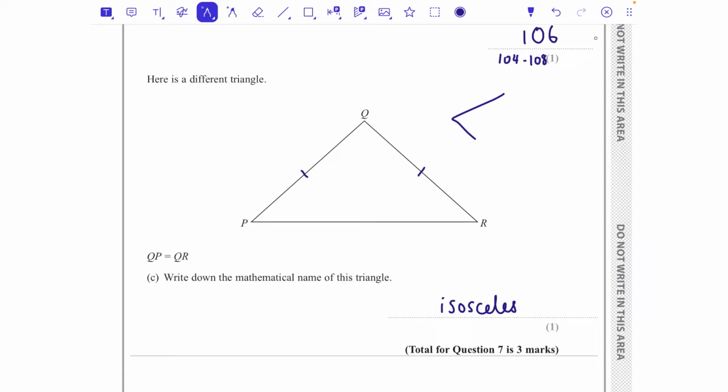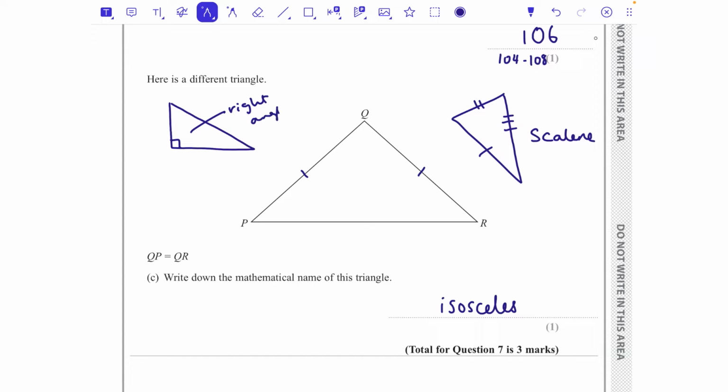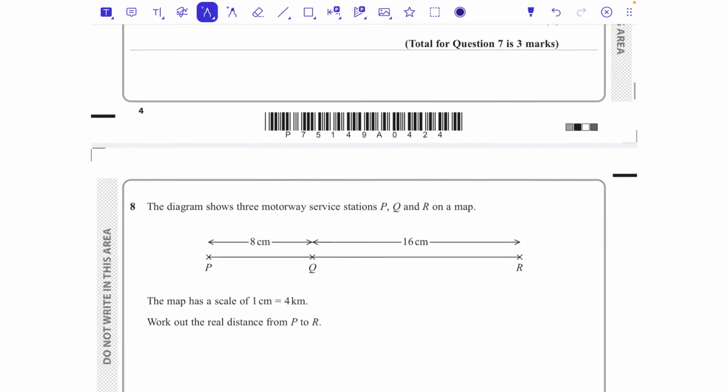Okay, if all three sides are different, if they're all different, then that's scalene. And if it's right angled like that, if it's got a right angle, then that's obviously a right angled triangle. And then the other one, if all three sides are the same length, then that's an equilateral. There we go. Okay, question number 8.